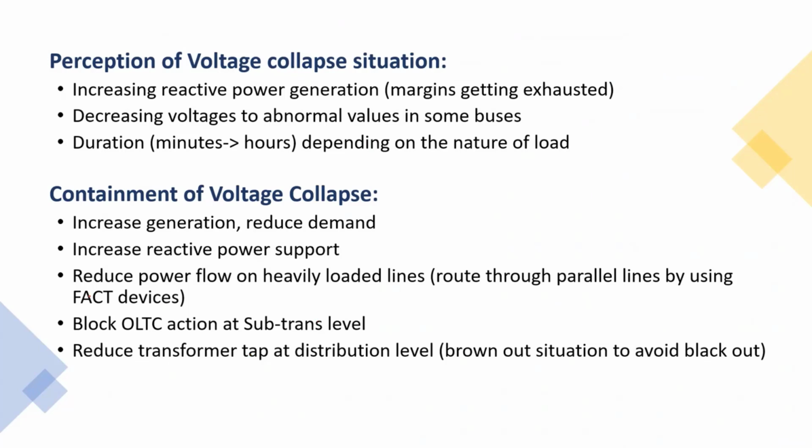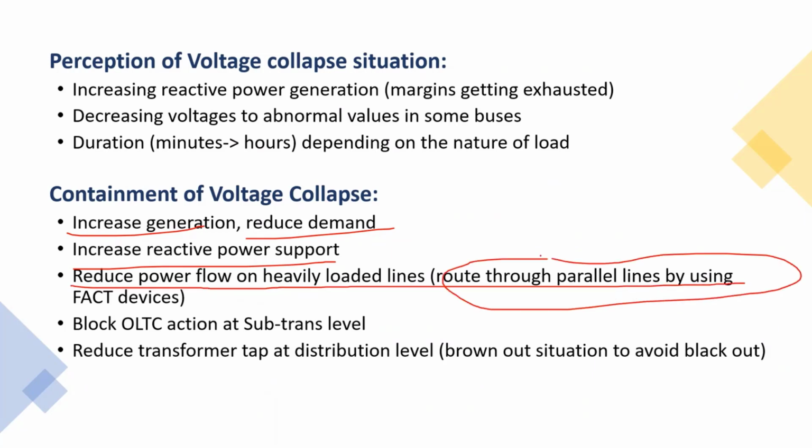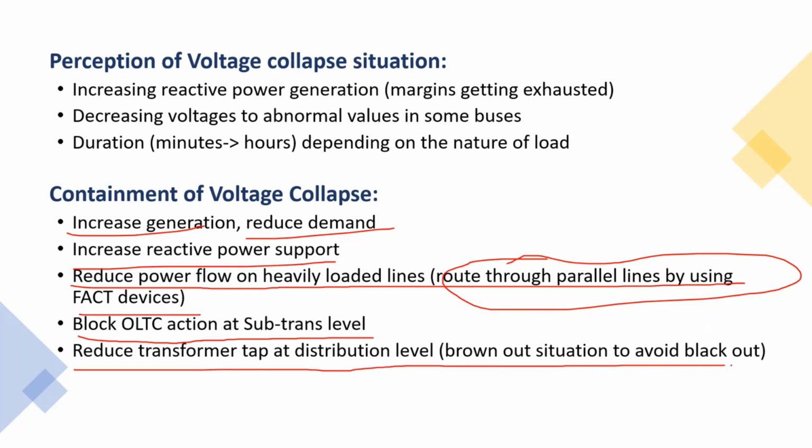So how can you do this voltage collapse containment? Increase generation, reduce demand, increase reactive power support, reduce power flow on heavily loaded lines by utilizing parallel lines, or utilize FACTS devices, block OLTC action at transmission level, reduce transformer tap at distribution level, brownout situation to avoid the blackout. So this kind of action is being taken.